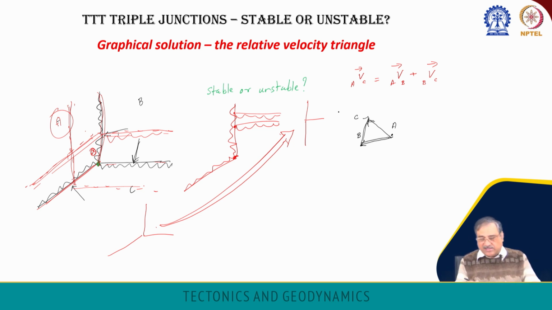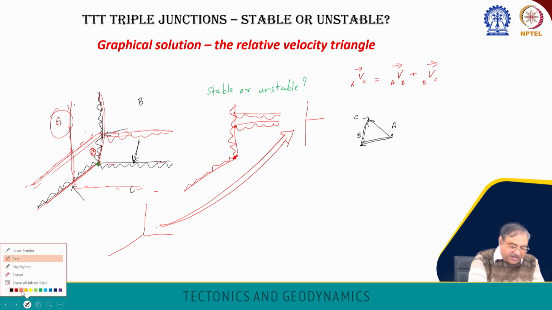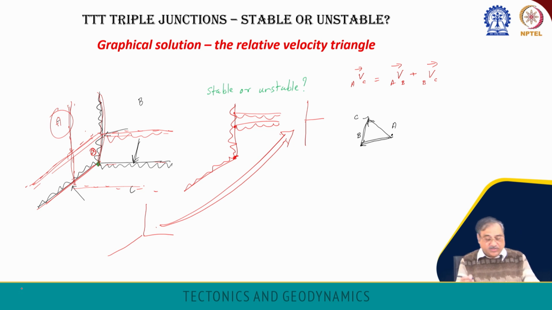Well, one of the things that we can do is use this relative velocity triangle to plot in positions along which the orientations of the boundary would lie. What configuration would the triple junction have? Now, one of the fundamental things that we can start off with is thinking that a triple junction simultaneously must have the velocities of all three plates. So this is characteristic of a triple junction.